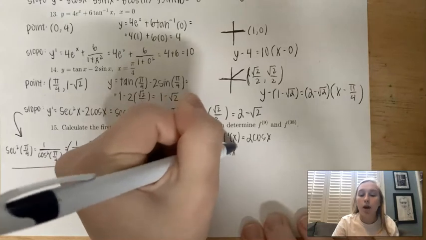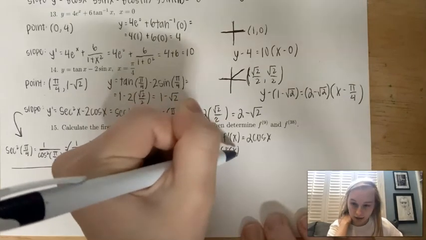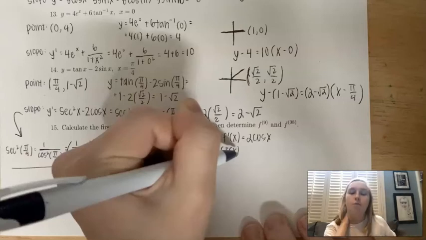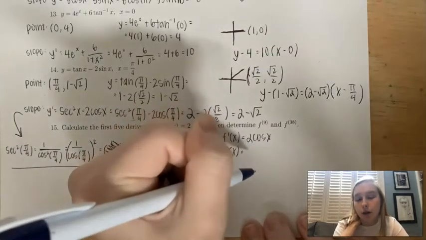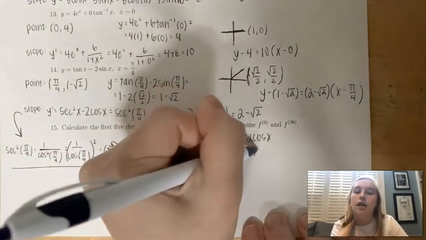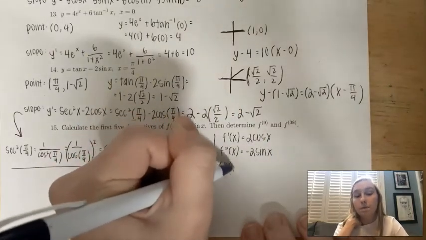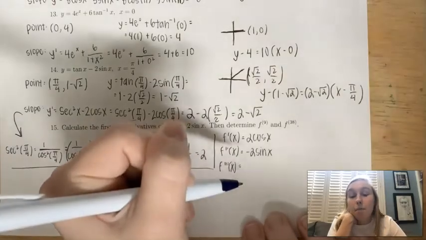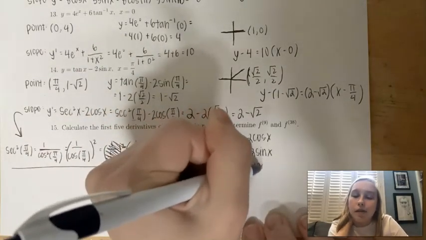So f double prime, remember the derivative of cosine is negative. So the derivative of 2 cosine x is, I hope you guys know, negative 2 sine x. Cosine and sine flip back and forth, just the matter of negative and positive flips also. So f triple prime, the third derivative, the derivative of sine is once again cosine.